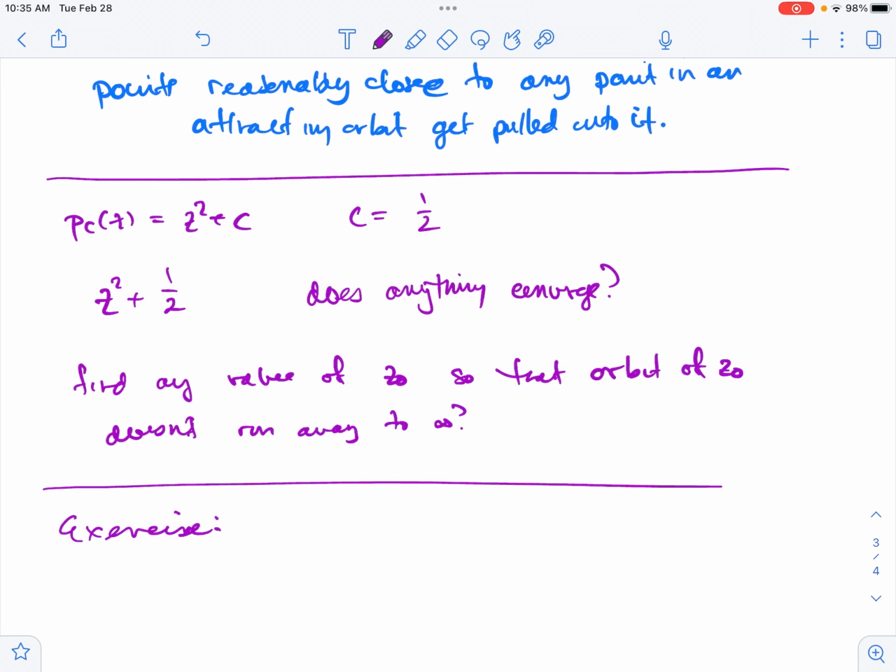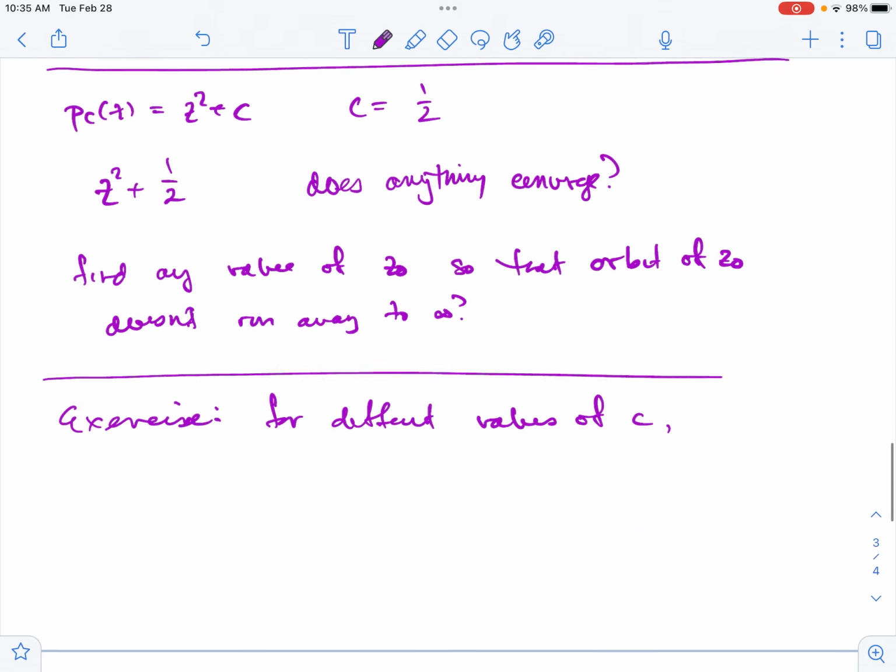to see if you can figure out, for different values of c, can you find different sorts of orbit behavior? That's worth playing with. And I'll post some resources that should help you do that play.